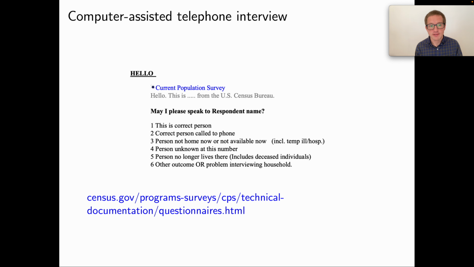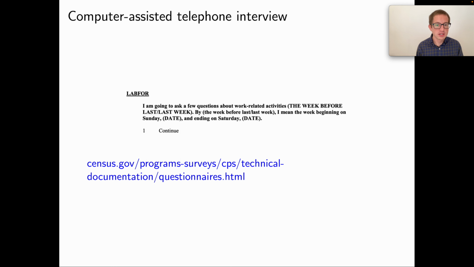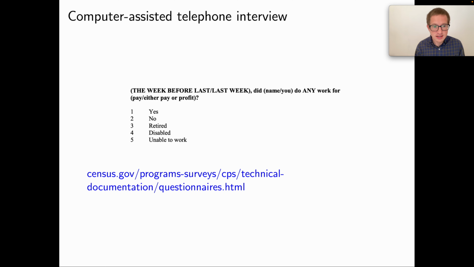In this case, if they have the right person, they might go through a bunch of questions and eventually get to, "I'm going to ask a few questions about work-related activities. The week before last, or last week, I mean the week beginning on Sunday, a given date, and ending on Saturday, a given date. Did you do any work for pay or profit?"